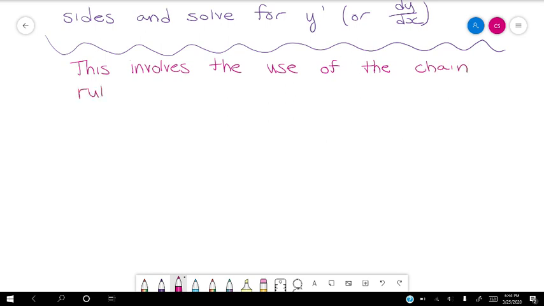Okay, so remember we're assuming that x is the independent variable and y is the dependent variable. So we're assuming that y is in terms of x, is a function of x, or it's not a function, but y is in terms of x. Okay, so we're going to eventually take the derivative of y with respect to x. Okay, so what's this going to look like?